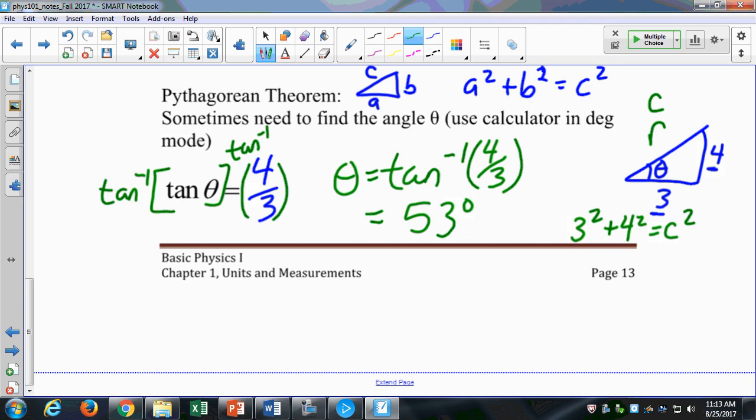I like special triangles in this class to make them easy. And by the way, the MCAT likes special triangles too, because you can't use a calculator. And so it's useful to just know those special triangles. And this is one of our special triangles, a 3, 4, 5 triangle. The angles aren't really nice and even, but it has a 53 degree angle and a 37 degree angle, right? Because these two have to add up to 90. Okay?